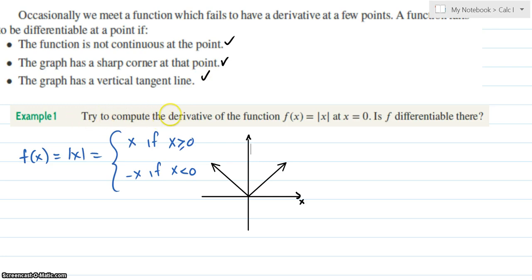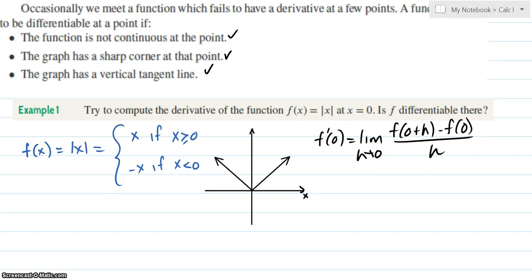Let's try to compute the derivative at that point to see what fails. Why is it a no? So we'll write our definition of our derivative at x equals 0, and then I'm going to plug that in. And I get here absolute value of h, because that's just f of h, minus 0, all over h. We've seen this before. The answer was this didn't exist. The left did not equal the right.